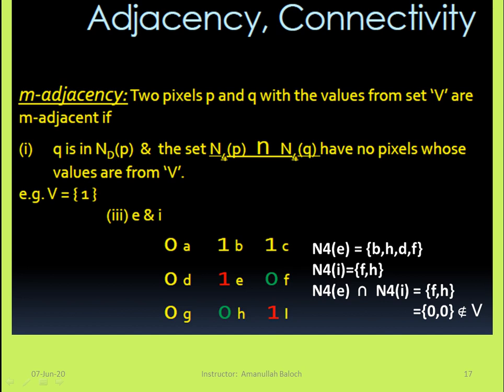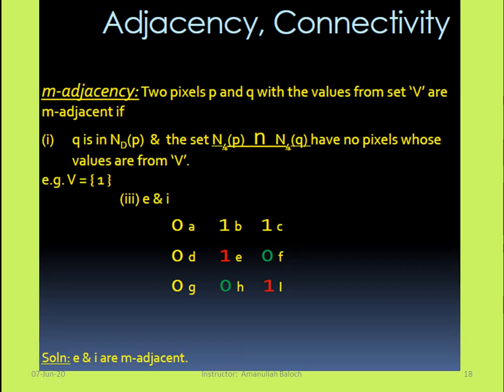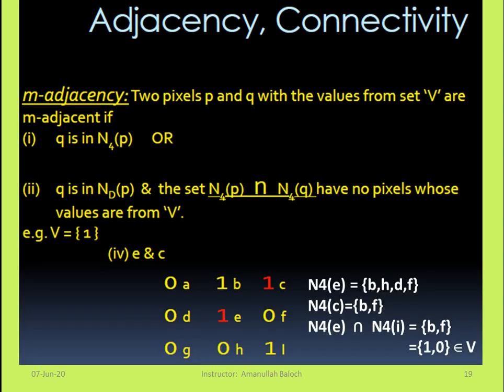And if, here in this set, let's suppose the value of H is 1, then this 1 belongs to V, and these 2 pixels will not be considered as M adjacent. In the next example, we will consider this situation where these diagonal pixels will not be M adjacent pixels. Here we see 2 pixels P and Q with values from set V.